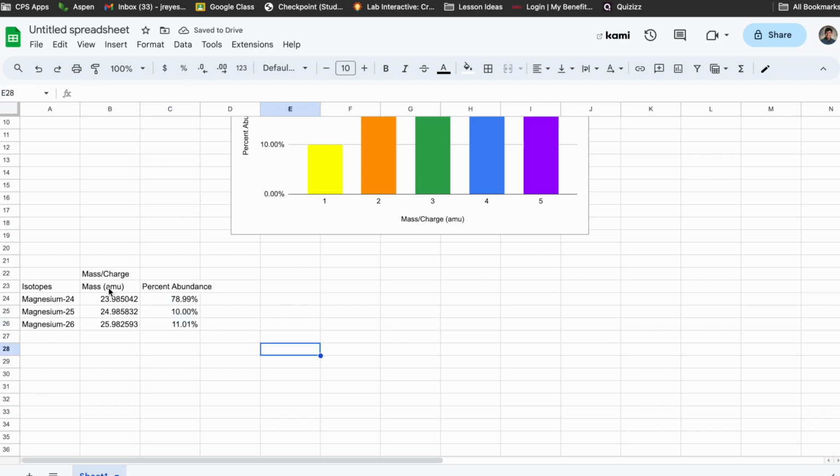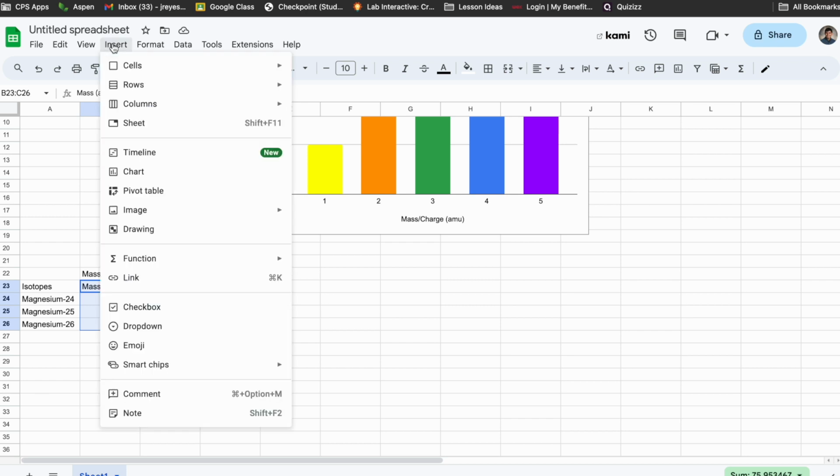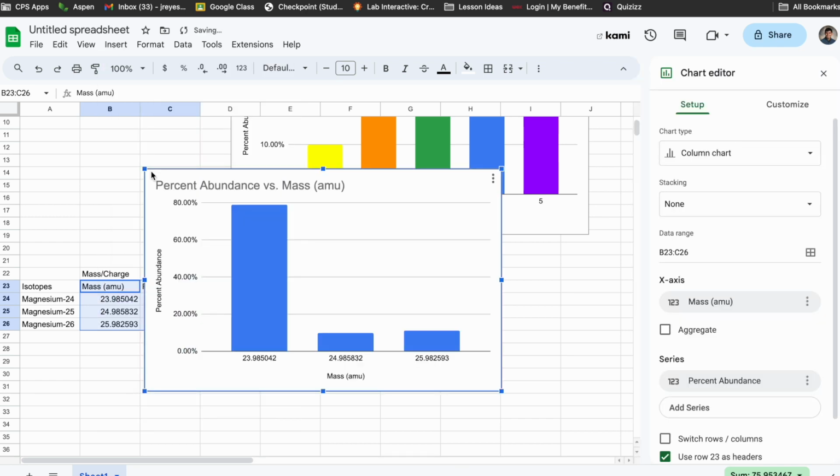And then I'm going to do the same thing that I did before, right? Which was to highlight these things, highlight all of my data. And then I'm going to go to insert again. I'm going to go to chart again. And here's what I'm going to get, right?